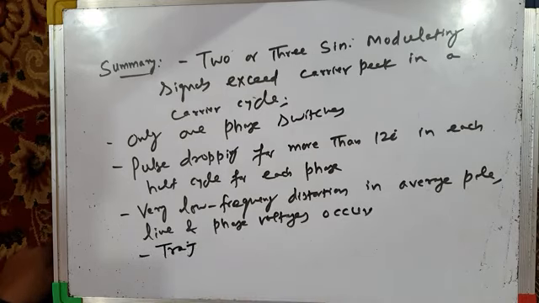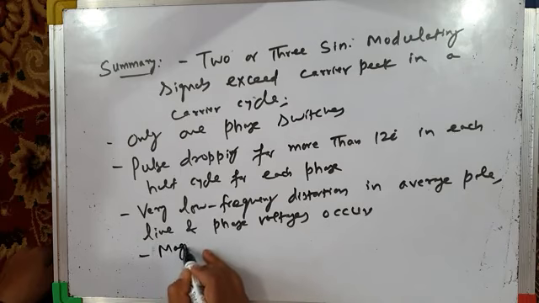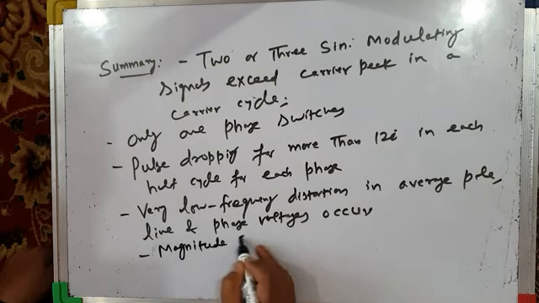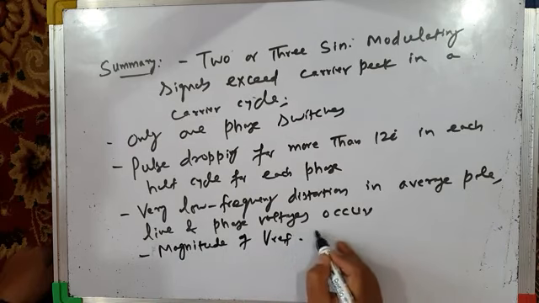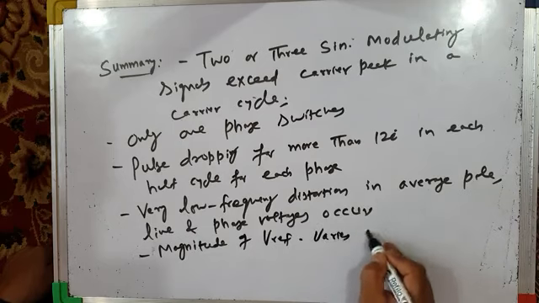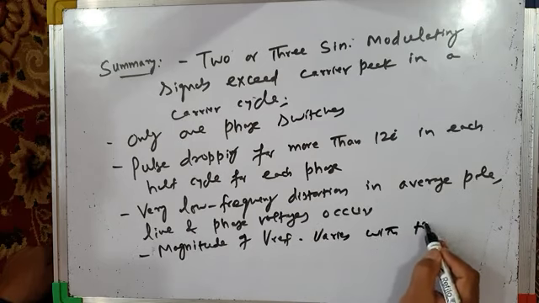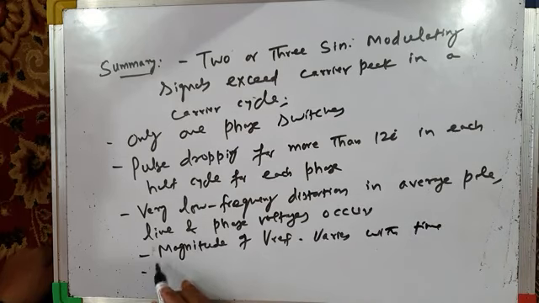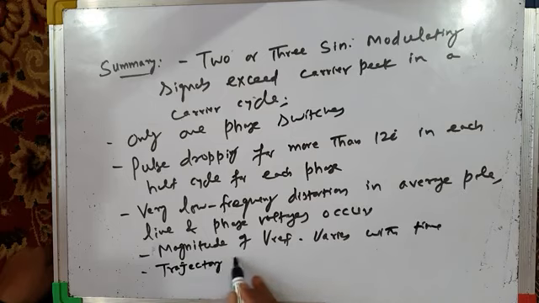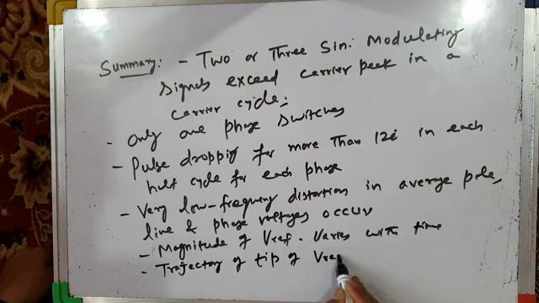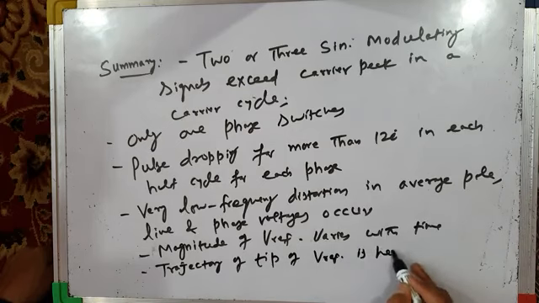Okay. Then trajectory, or I should say magnitude of rotating reference vector varies with time. It's not constant. Then trajectory of tip of Vref is hexagonal.